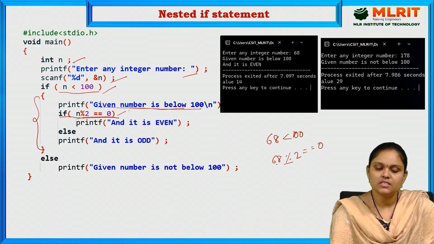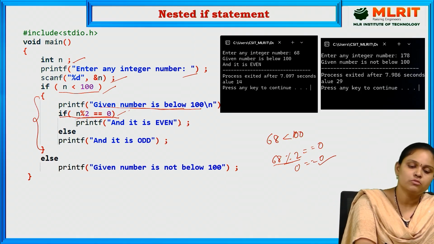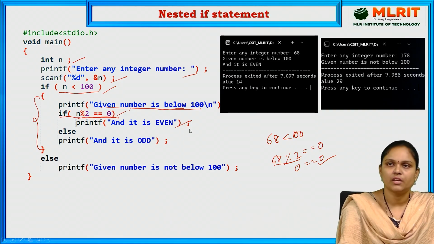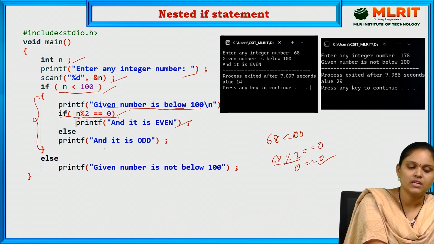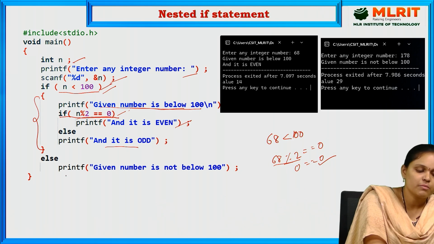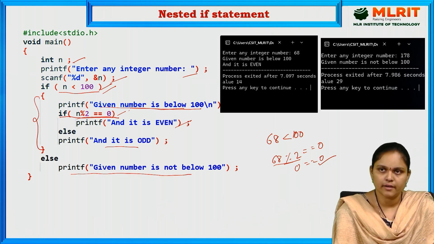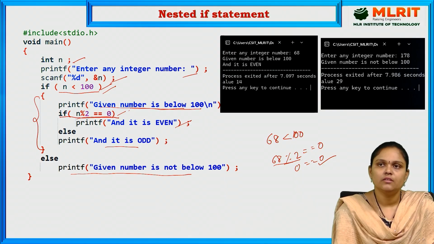So if we divide 68 by 2, we'll get the remainder as 0. So 0 double equals to 0. Yes, 0 is equal to 0. It is also known as the comparison operator. So the condition is true, and then we are telling it is an even number. If this condition is false, then we are telling it is an odd number. And if the outer condition is false, we come to the else block and we tell the number is not below 100. We are finding only numbers below 100.